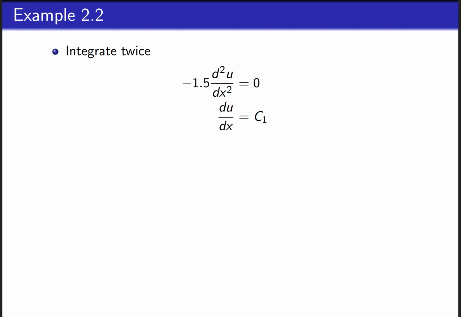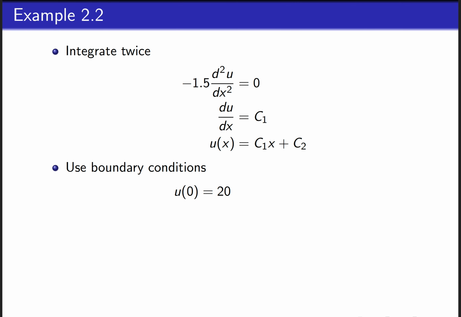So by integrating the right-hand side, the integral of 0 will be a constant, and we're going to call that constant c1. In order to solve for u, we integrate one more time. Now the derivative disappears, and we get that u of x is equal to c1x plus c2. Now our goal is to find those constants of integration using the boundary conditions.